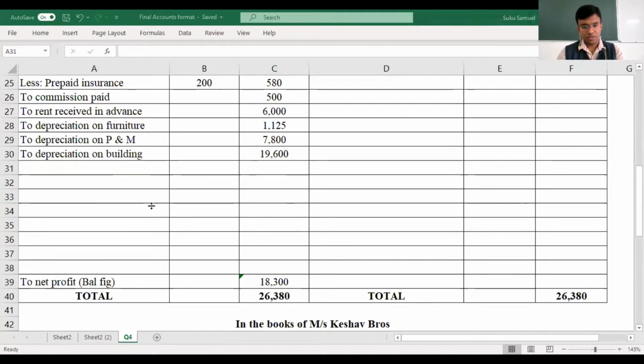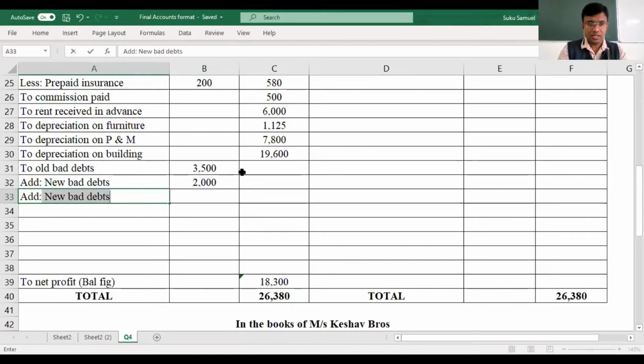Now let's start off with the treatment with respect to bad debts. Please remember, in this particular question, we have old bad debts, new bad debts, new reserve for bad debts, and old reserve for bad debts as well. Old bad debts is the bad debts mentioned in your trial balance. This is 3,500. To this, you have to add new bad debts, which is 2,000.